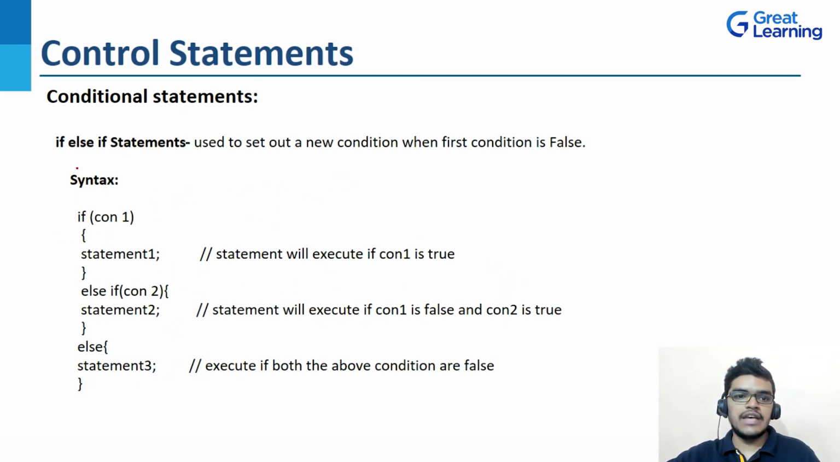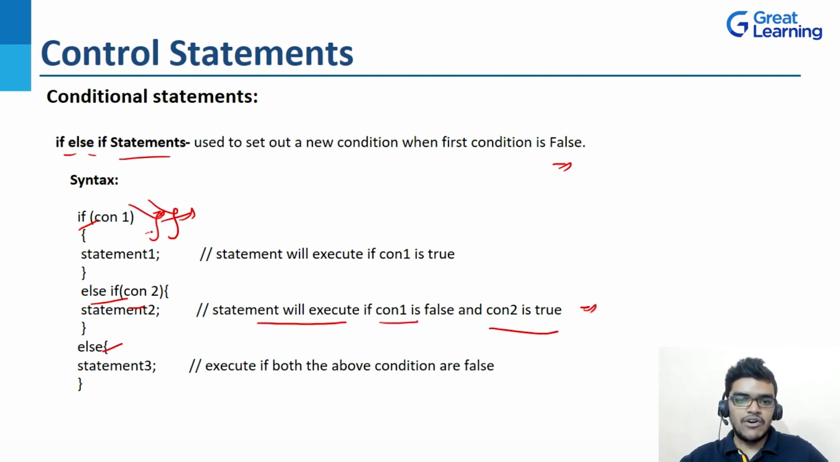Now moving next, we are having if else if statement, right? So now when we will use if, else if or else, let's see the condition. As you can see, it is used to set out a new condition when the first condition is false. Suppose if I am writing here if, as we know, the if statement will execute when the statement is true, right? Now coming to the else if, the else if statement will execute if this condition is false and this condition 2 is true, then it will execute, right? And if both conditions are false, then it will jump to the else statement and it will execute, right? So here it is written as execute if both the above conditions are false, right?